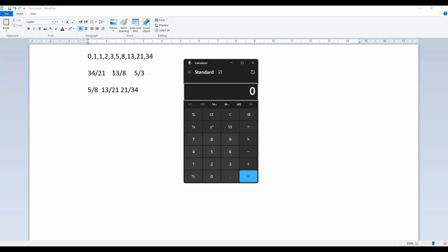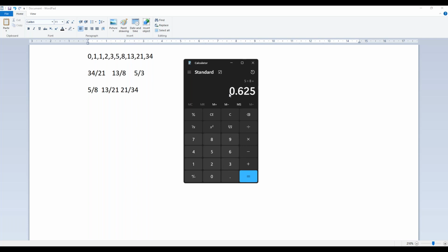If I take the second row over here and go 34 divided by 21, I get 1.619, fine. If I take 13 divided by 8, I get 1.62. If I take 5 and divide it by 3, I'm going to get 1.66. So actually the Fibonacci number closest to that, by the way, is 1.618. So it tends to orbit around the proportion. It's a proportion, that's all.